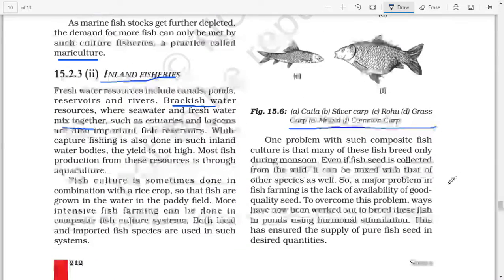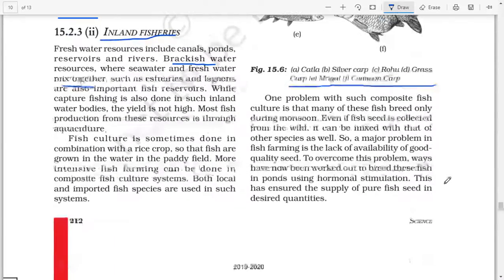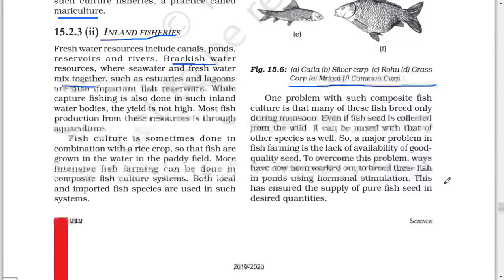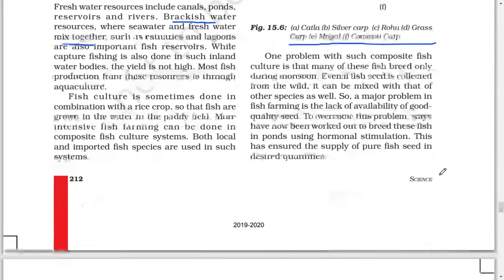One problem with such composite fish culture is that many of these fish breed only during monsoon. Even if fish seed is collected from the wild, it can be mixed with that of other species as well. So a major problem in fish farming is the lack of availability of good quality seed. To overcome this problem, ways have now been worked out to breed this fish in ponds using hormonal stimulation. This has ensured the supply of pure fish seed in desired quantities.